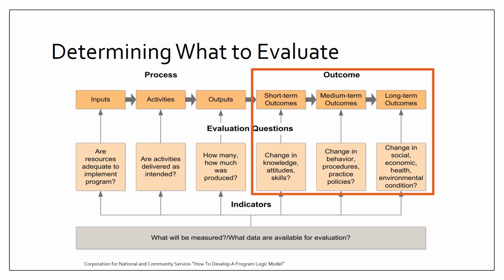A program's influence is most directly related to its proximal outcomes, such as short and medium outcomes. The more time that elapses between your intervention and the outcome that is measured by your evaluation, the more external variables come into play that are beyond the program's control.